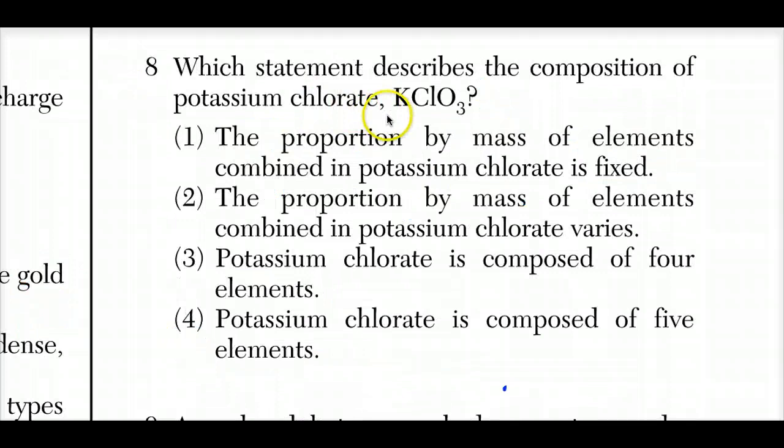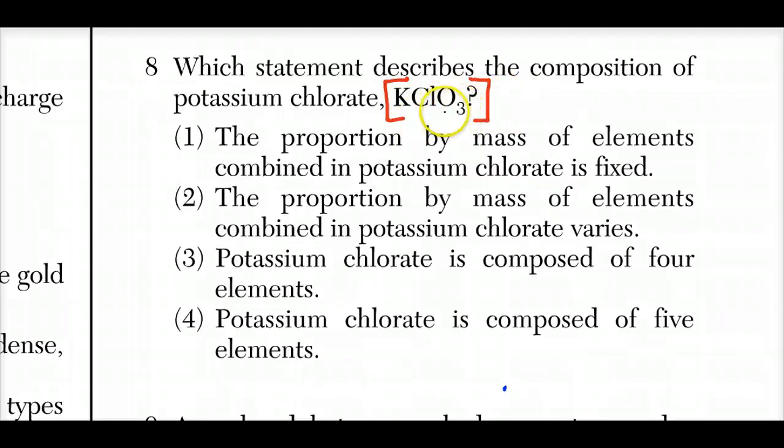And number 8, which statement describes the composition of potassium chlorate? All right, potassium chlorate clearly is a compound. How do I know? It's got a chemical formula, which tells me there's an exact ratio of different types of atoms. So there's 1 potassium to 1 chlorine to 3 oxygens in this compound. And it's unique to other compounds because of its unique ratio of these different types of atoms. And you make it chemically and you break it down chemically because they're chemically bonded.